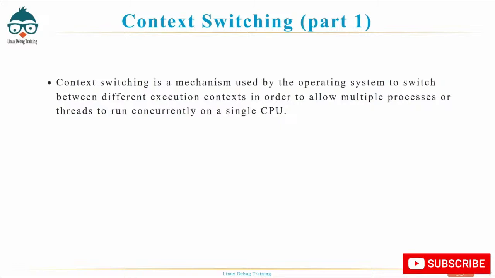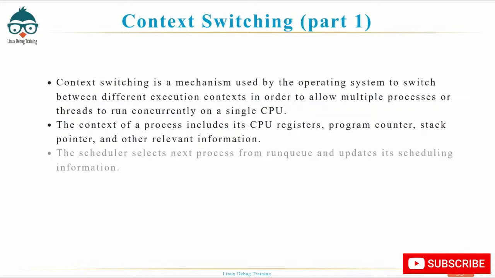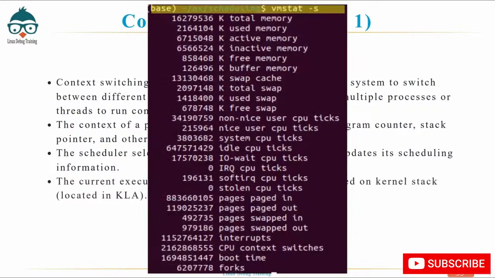Context switching is a mechanism used by the operating system to switch between different execution contexts in order to allow multiple processes or threads to run concurrently on a single CPU. The context of a process includes CPU registers, program counters, stack pointer, and other relevant information. The scheduler selects the next process from a run queue and updates its scheduling information accordingly. The current execution of a running process is saved on the kernel stack. To view the total number of context switches that have occurred, we can use vmstat -s.